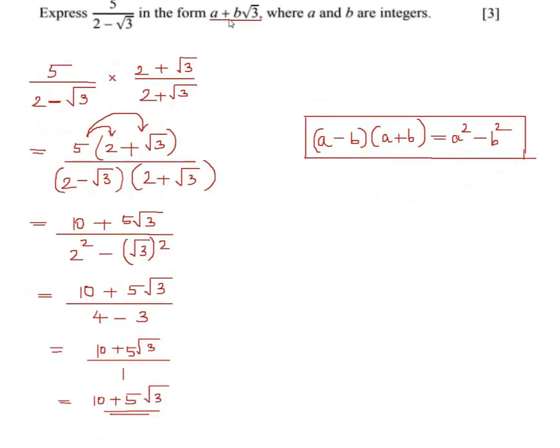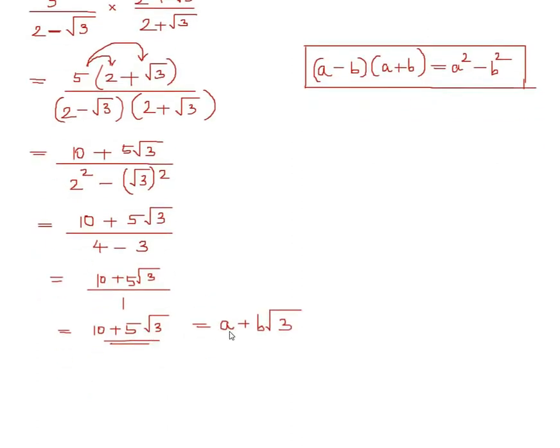Now if you see, they had wanted us to write the answer in the format a plus b radical 3. So we can compare these both things and we can say that a is equal to 10 and b is equal to 5. This is how we get it by comparison. So this is our answer, where we have got the value of a and value of b.